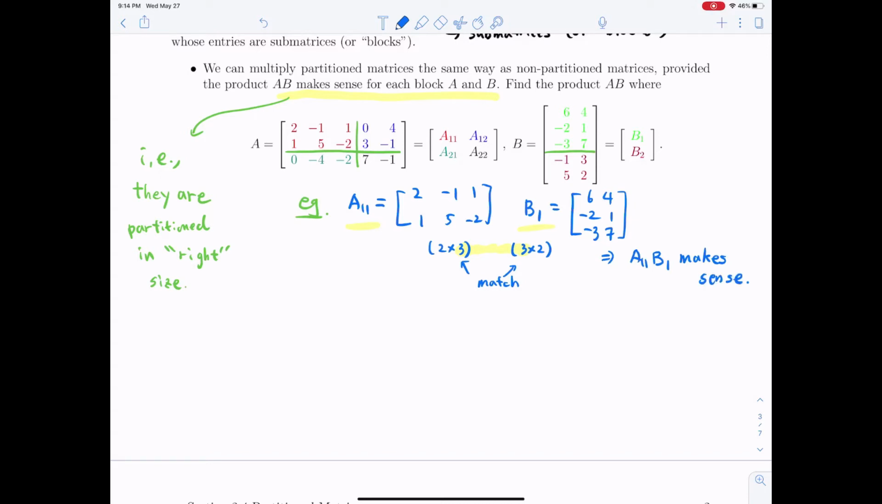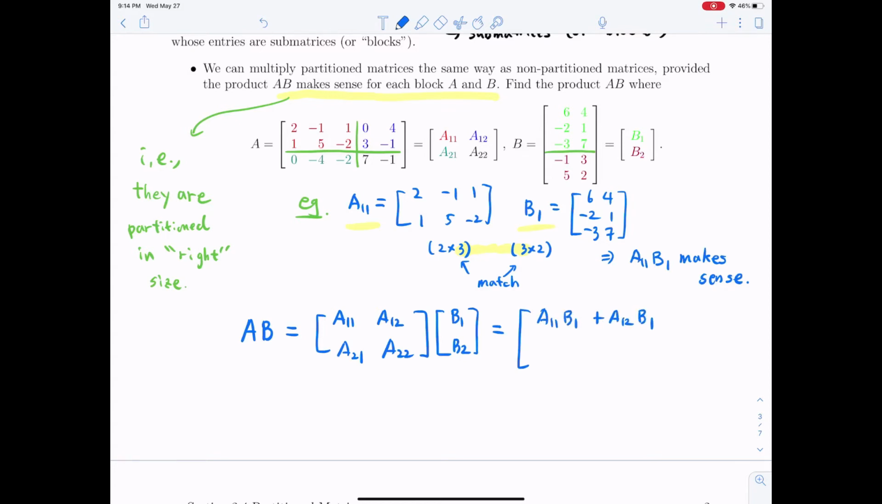With this kind of partition, we can calculate A times B with these block matrices. So AB equals the matrix with blocks A11, A12, A21, A22 times the column of blocks B1 and B2. This certainly equals A11 B1 plus A12 B2 in the first row, and A21 B1 plus A22 B2 in the second row. Note that the order of multiplication really matters because we need the right sizes to multiply each block matrix.